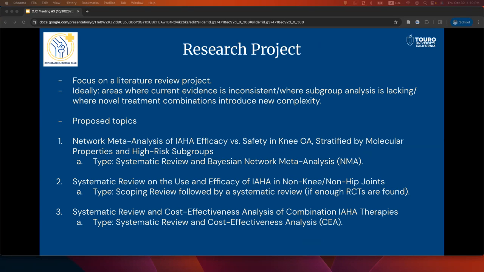Let's do a meta-analysis and stratify it by both the molecular properties I talked about earlier and the high-risk subgroups that might be causing those adverse studies to come out. The goal is to create one holistic systematic review and meta-analysis of IHA efficacy and safety in knee osteoarthritis. I myself have never done a meta-analysis, but I think this can be really significant, so don't be shied away if you've never done one.